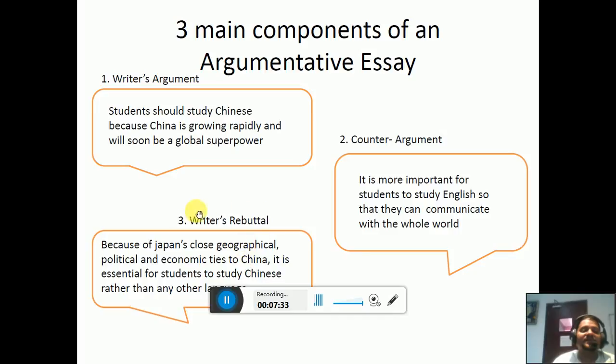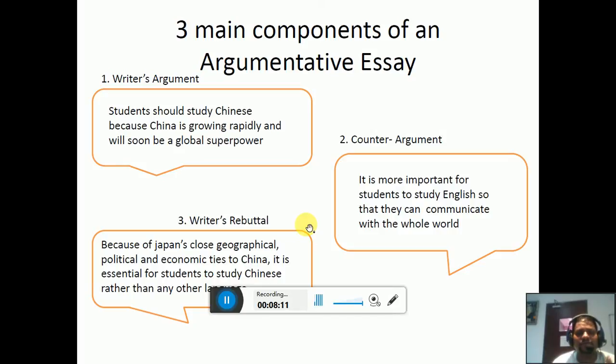And then there is a writer's rebuttal. Now what is rebuttal? The rebuttal is rejecting the counter argument, rejecting the opposing statement that is made against your argument. So here the writer's rebuttal is, because of Japan's close geographical, political and economic ties to China, it is essential for students to study Chinese rather than any other language. Okay, so that was it.